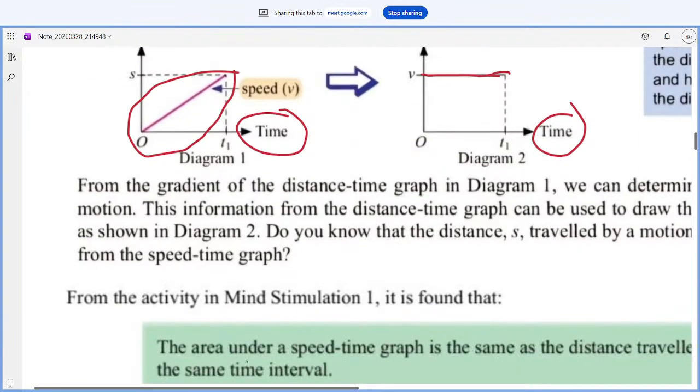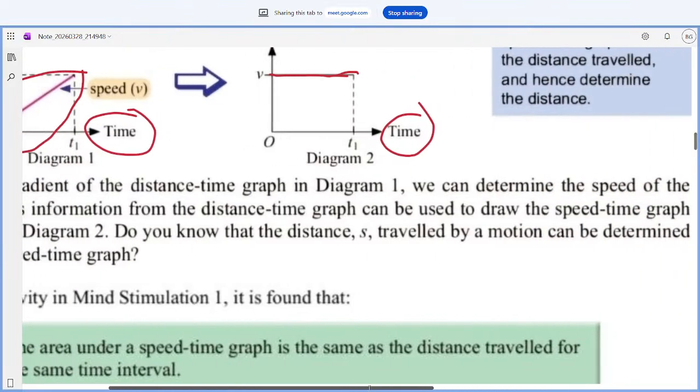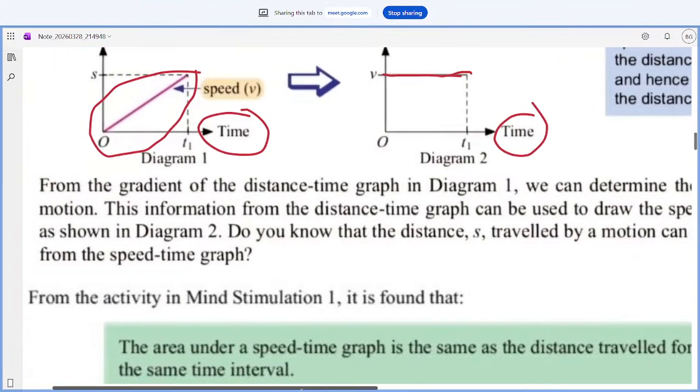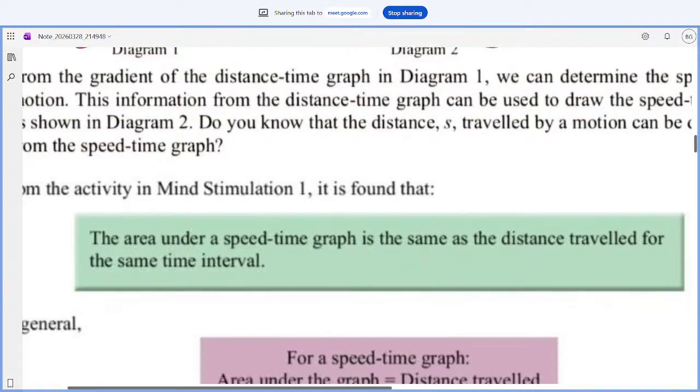Okay, and then let me see. Yeah, so basically from the gradient you can determine the speed. Okay, that's what the gradient tell you. Okay, and then this is the important part. The area under speed time graph is the one that is representing distance. This is what they'll always ask you to count in SPM. Okay, luas bawah graf laju melawan masa mewakili jarak. This is the concept. Okay, because speed times time is equal to distance. Meter per second times second equal to meter. So that's why the answer is distance.